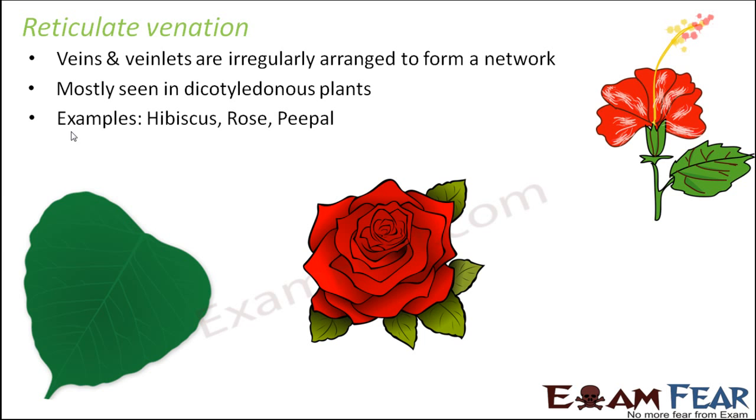Here you can see an example of reticulate venation, where there is no specific pattern. Some are going like this, some are going like this, again here, again here, you have one from here, one from here. So you basically have these veins and veinlets arranged haphazardly, somewhat like this. That is known as reticulate venation. I'm sure you would have such plants in your house, for example hibiscus or rose or peepal. You can observe the leaves of such plants and understand what reticulate venation is.